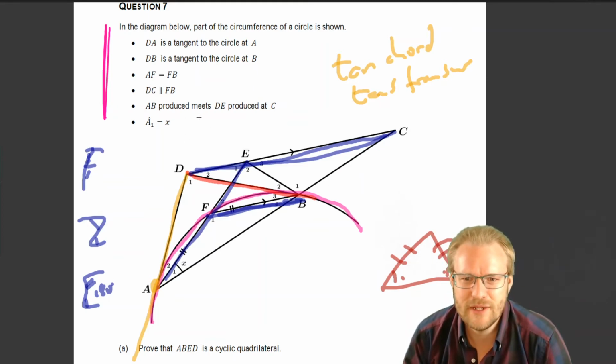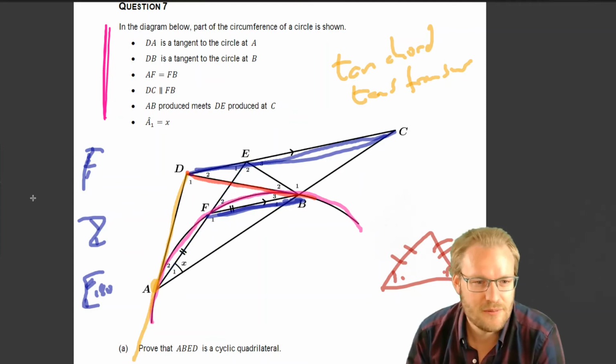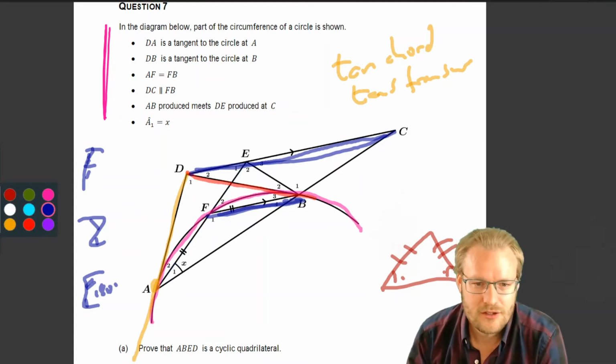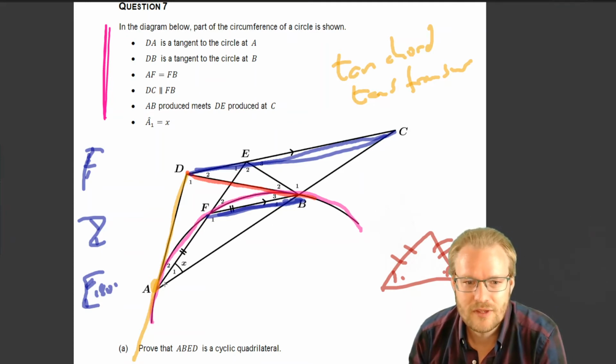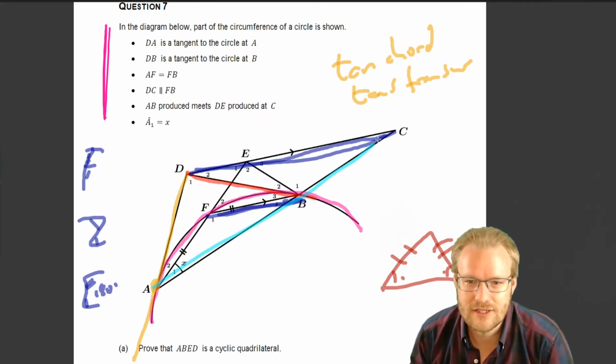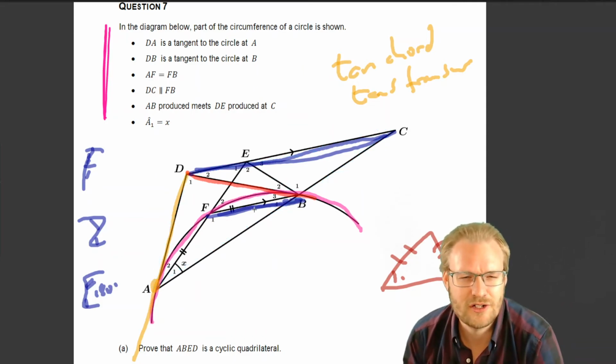AB produced meets DE. AB produced, it just means carries on. Meets DE produced at C. So we've got something else going on here. We've got these things reach at C. So basically they're straight lines and they come from the same point. So if at some stage we've got that, maybe there's a triangle or something like that. Not quite sure it's going to be useful yet.